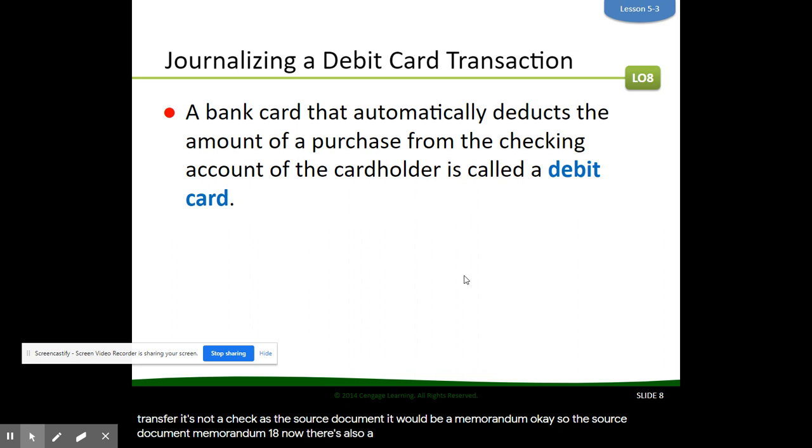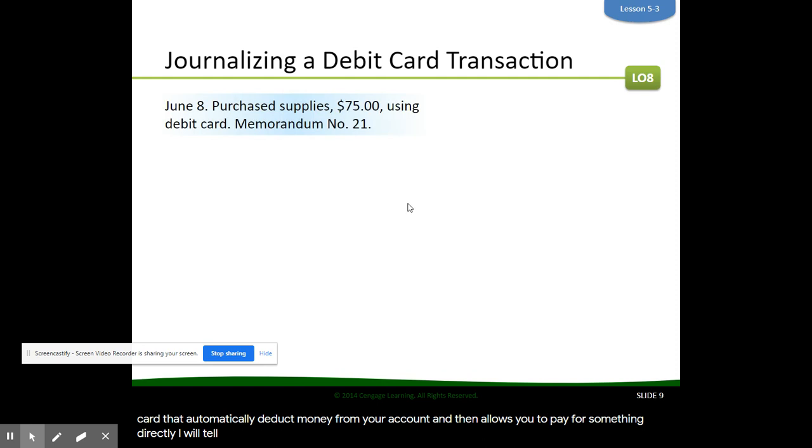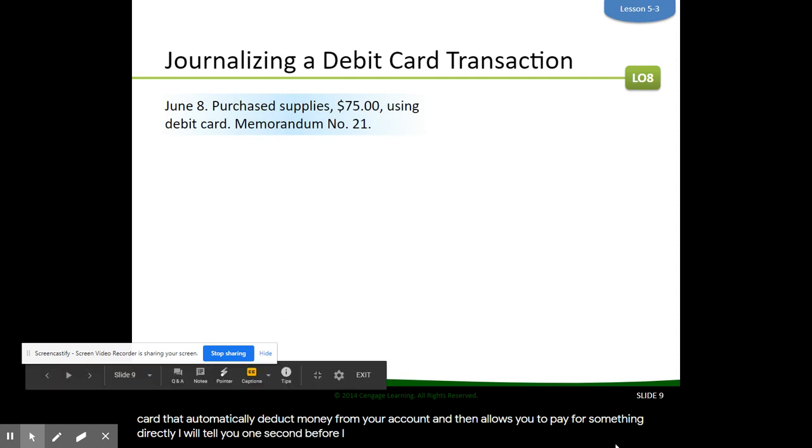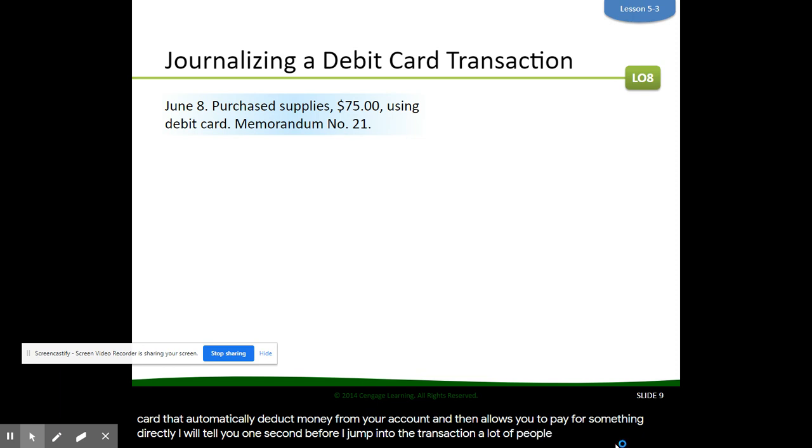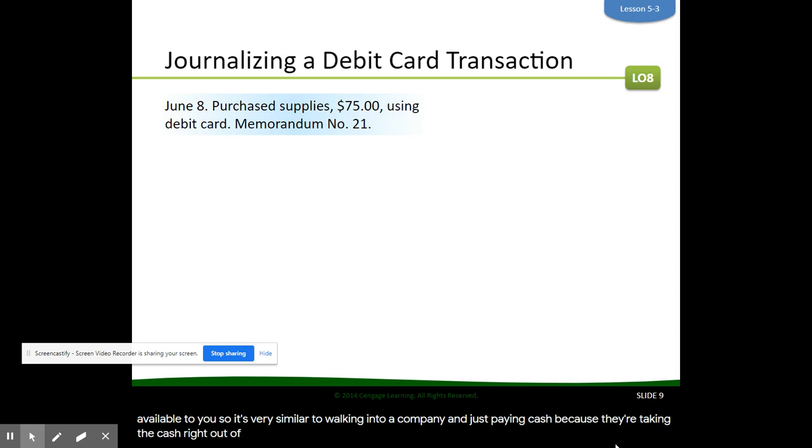Now, there's also a debit card that you could use. And a debit card is a bank card that automatically deducts money from your account, and then allows you to pay for something directly. I will tell you, 1 second, before I jump into the transaction. A lot of people recommend using a debit card in lieu of a credit card just because you're not spending more money than you actually have available to you. So it's very similar to walking into a company and just paying cash because they're taking the cash right out of your account. So that's the difference between a debit card and a credit card.